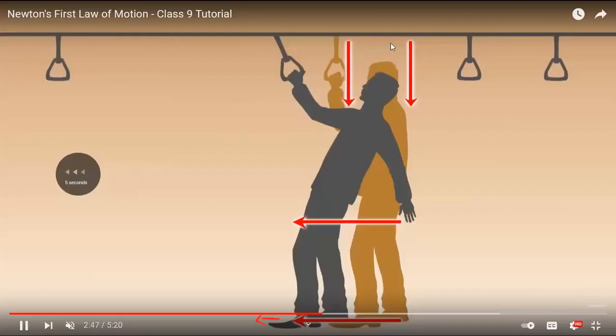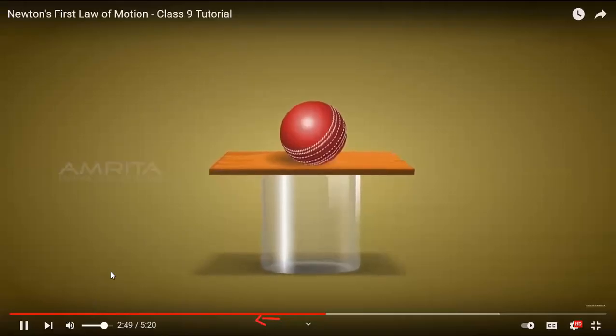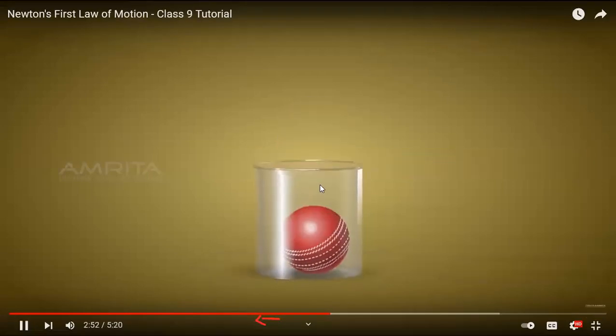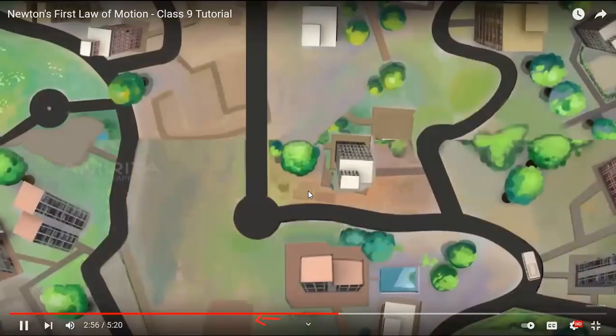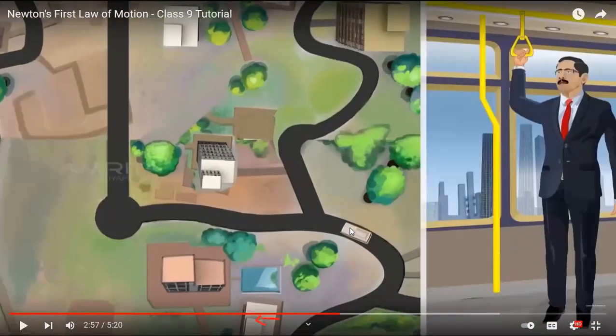So, observe the bus, everybody. Can you understand this one? Rest is the tendency of a body to resist any change in its state of rest. What happens when a fast bus is moving on a curved road? Yes or no? People will fall left and right. Yes or no? Yes.